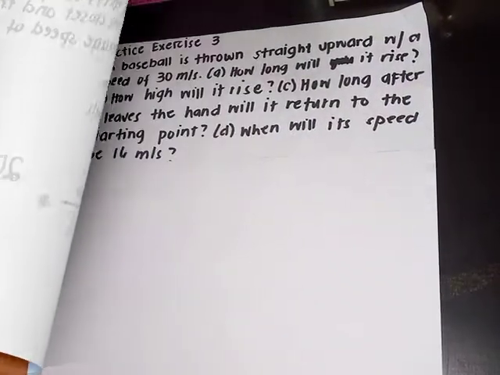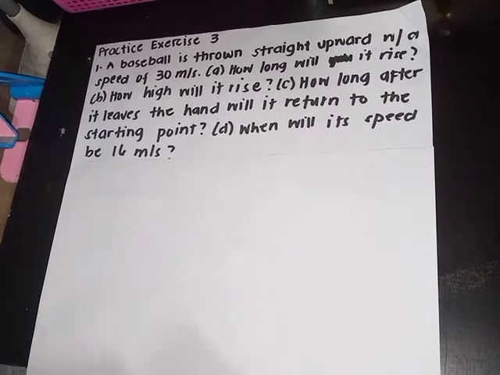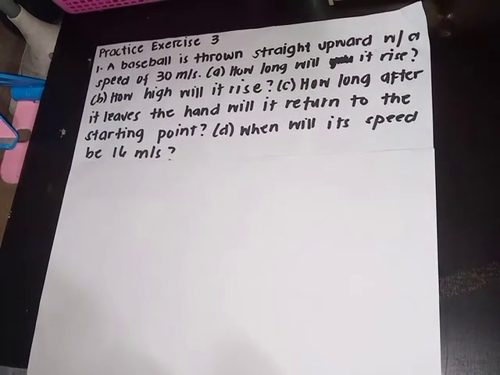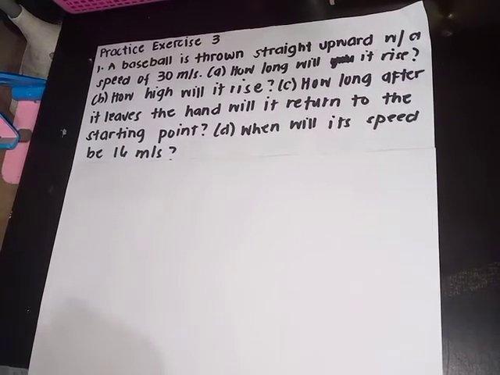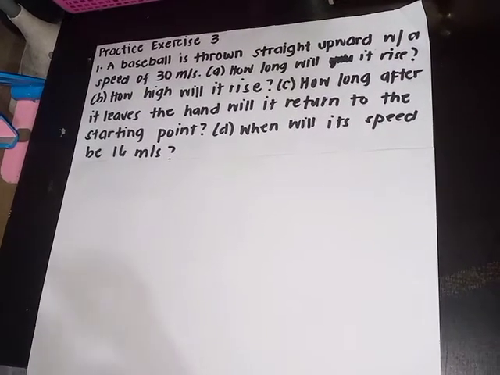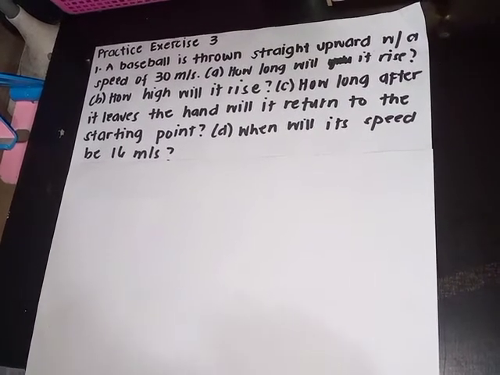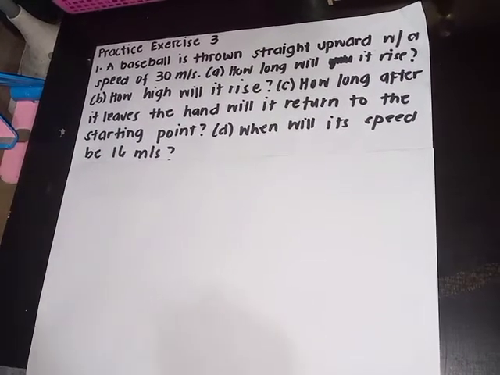So, for practice exercise 3, I choose problem number 1. A baseball is thrown straight upward with a speed of 30 meters per second. How long will it rise? How high will it rise? How long after it leaves the hand will it return to the starting point? And when will its speed be 16 meters per second? So we have 4 problems that we need to identify.